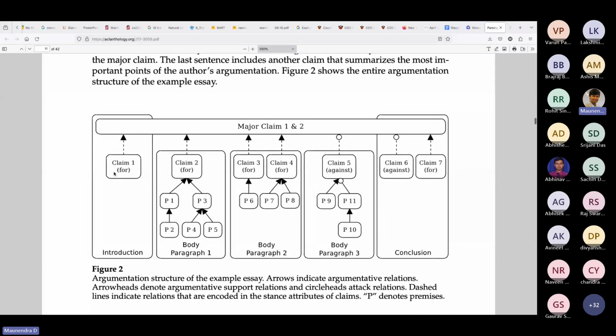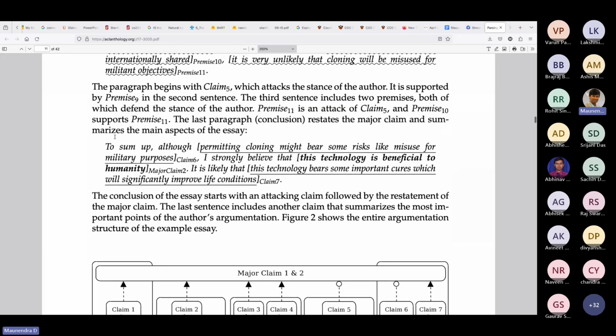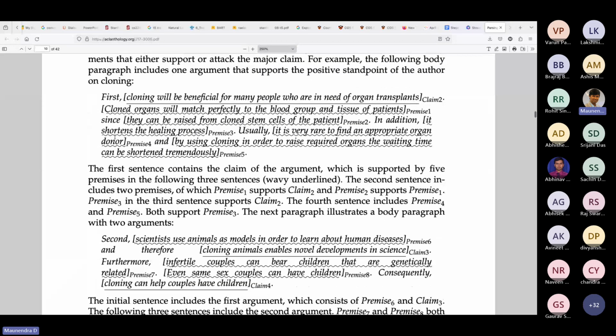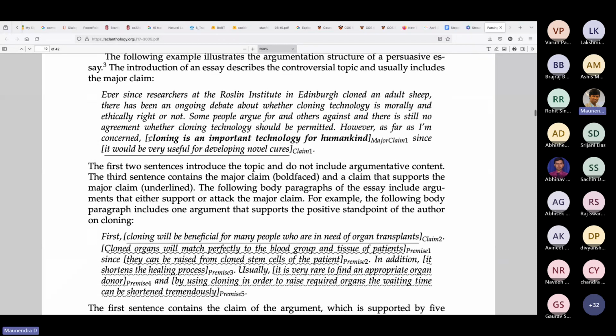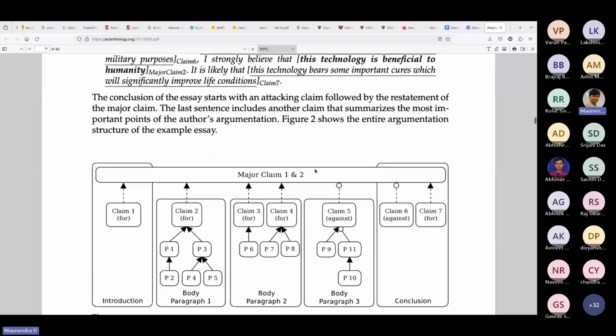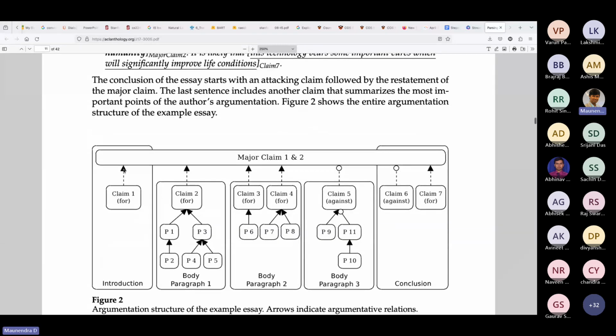So there is a major claim, and there was claim 1, which was connecting to the major claim. This is the major claim, since it would be beneficial. So claim 1 is supporting major claim 1. This dark triangle means supporting major claim 1. Then the body paragraph 1 has 5 premises: P1, P2, P3, P4, P5.